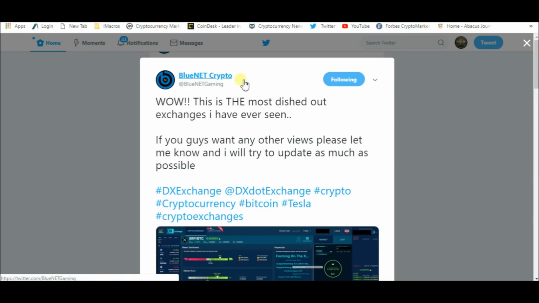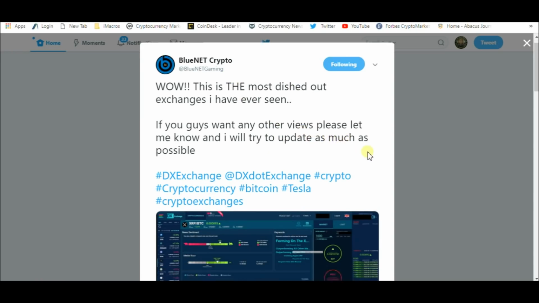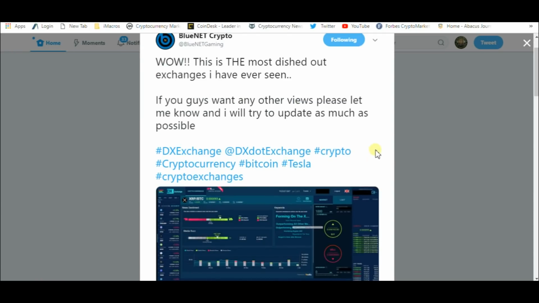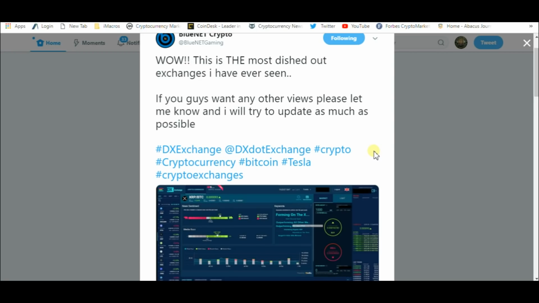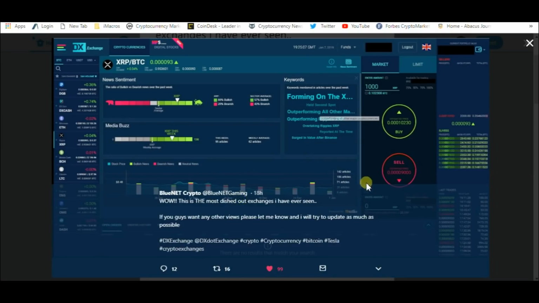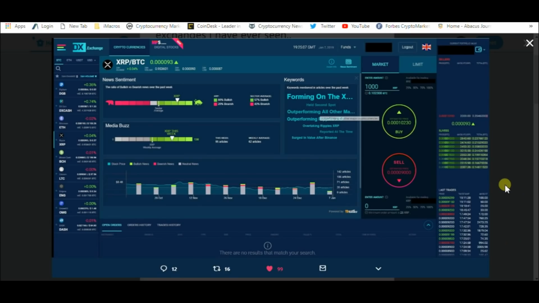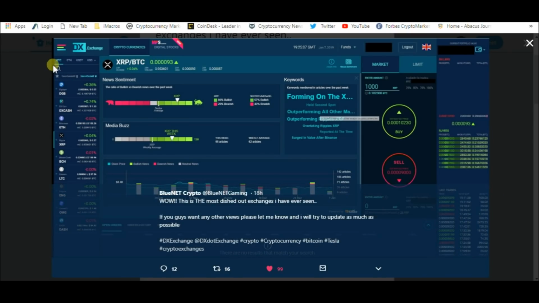This is from BlueNet Crypto, at BlueNet Gaming, who puts out some information in the crypto community. I think that's an XRP guy. But anyway, he puts out this screenshot here, and this is interesting to take a look at. You can see some of their trading pairs: BTC, Ethereum, USDT. I think that's it. I can't tell if that says USD, but not important. What I wanted to show you more than anything was this right here.